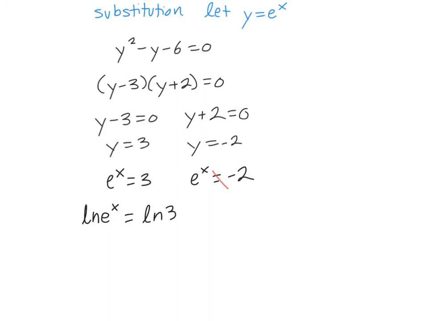And this will simplify to just x. So x equals the natural log of 3. This is what you'll plug into your calculator to get the decimal approximation of about 1.10.